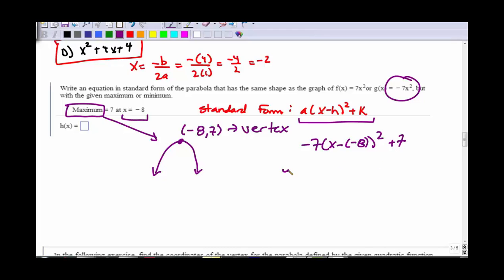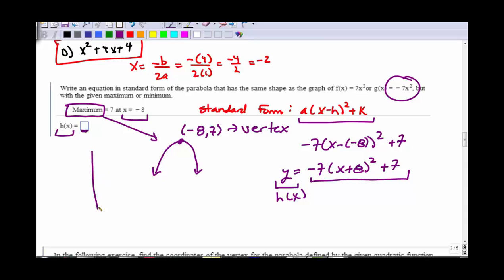Now rewriting, I have x minus a negative, which is the same as a positive, so this is negative 7 times x plus 8 quantity squared plus 7. So this is going to be what we use in my math lab. Now they already give us this h of x, which is synonymous with the y. So the only thing that we need to put in is the negative 7 portion over here. So that's the portion that would go into my answer blank right here.